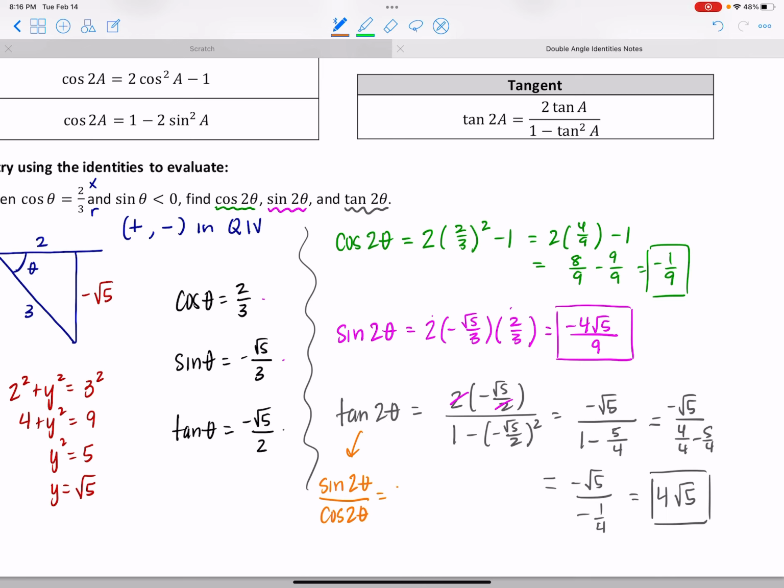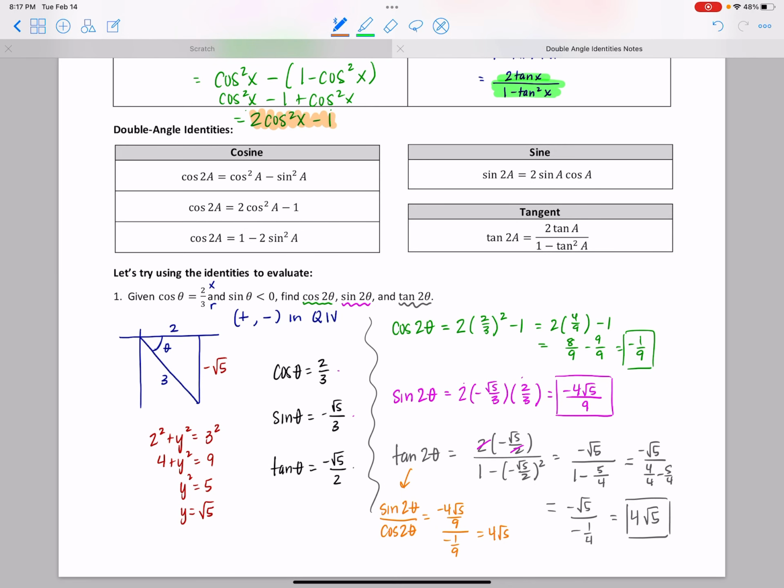So if I took negative 4 radical 5 over 9, which is what I got for my sine of my double angle, and divided it by negative 1/9, which was the cosine for my double angle, again, the negatives are going to cancel, the 9's are going to cancel, and we're going to end up with the same 4 radical 5. So that's another option if you don't like that tangent double angle formula, and you already have the values for sine and cosine of the double angle. Okay, so not necessary to do it both ways, just want to show you that you have options.